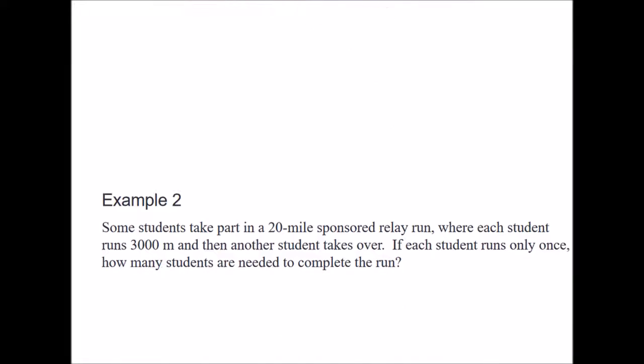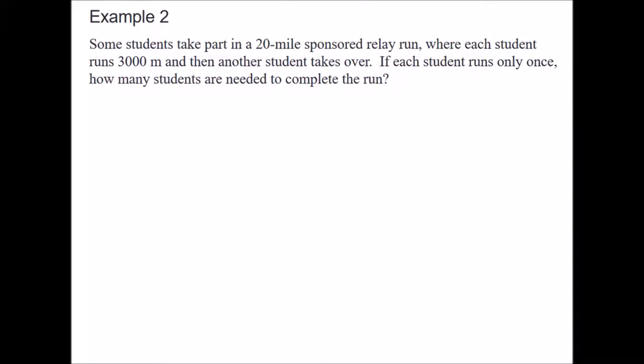Now that's quite a nice easy one, but they do get a bit more challenging. So have a look at this question now. Some students take part in a 20-mile sponsored relay run where each student runs 3,000 meters and then another student takes over. If each student only runs once, how many students are needed to complete the run? So first of all, we should look at the distance that we've got here. So we've got 20 miles.